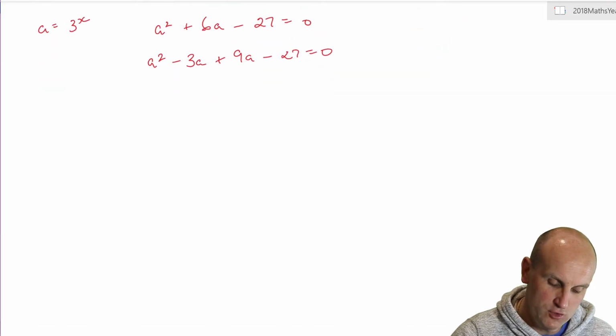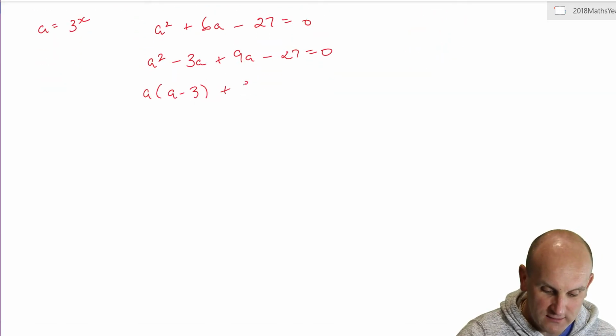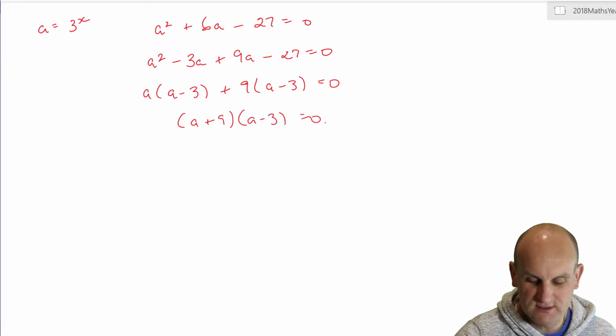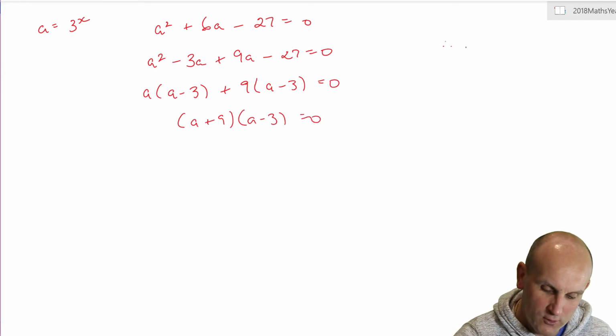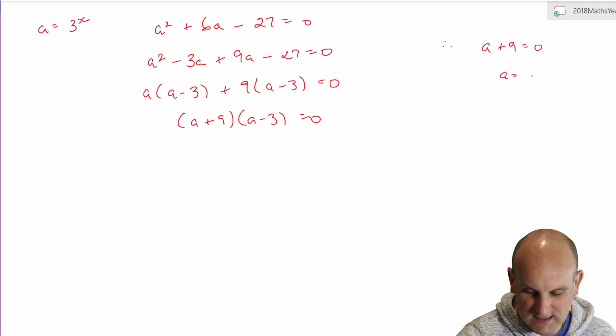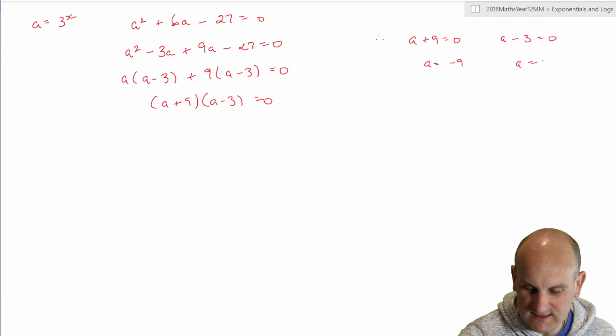Move it up a bit so I've got some room. Factorize by grouping: a minus 3. Take 9 out. A minus 3 is equal to 0. Oh, it's so exciting. (a plus 9)(a minus 3) is equal to 0. And so, therefore, we know that a plus 9 equals 0, so a is equal to minus 9. Or a minus 3 equals 0, so a is equal to 3.